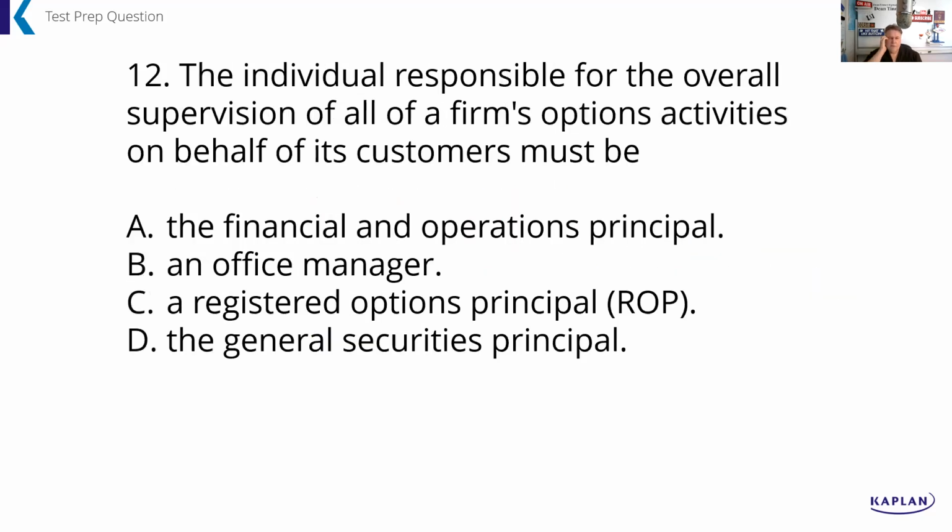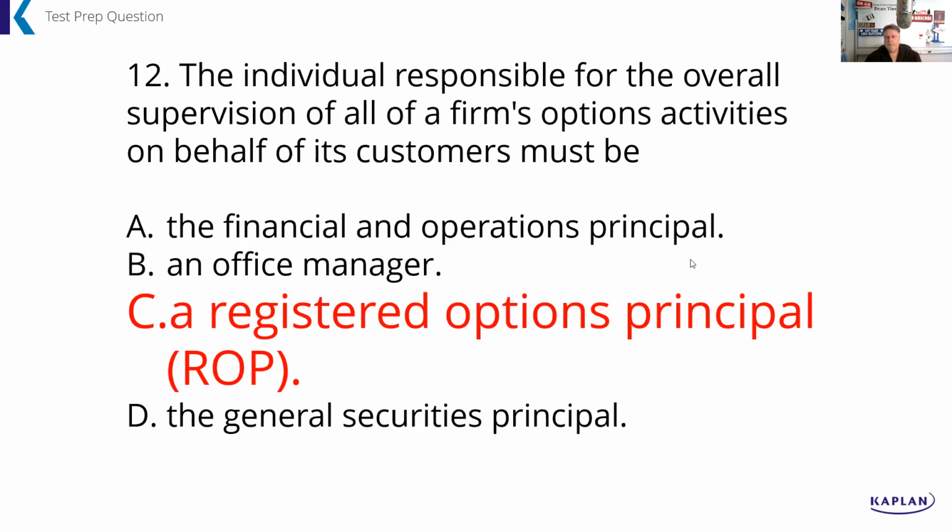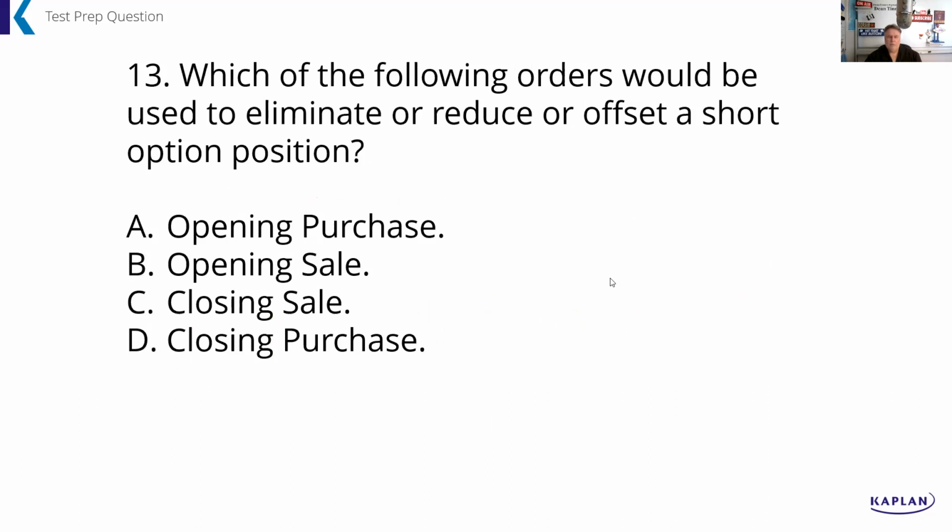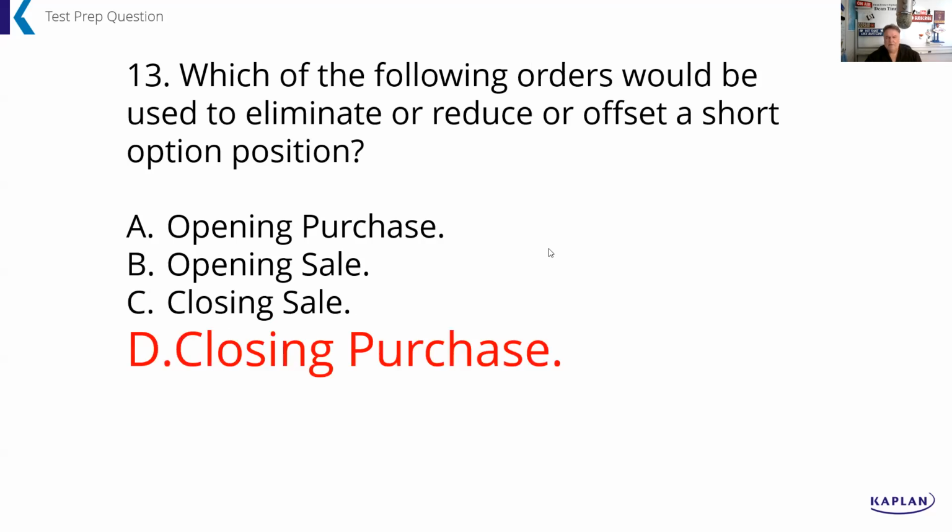The individual responsible for the overall supervision of all the firm's options activities on behalf of its customers must be a Series 4, that is a registered options principal. Which of the following orders would be used to eliminate or reduce a short option position? So three things can happen on an option contract. It can be traded, it can be exercised, or it can expire. If you go to close it out, you do so by doing a closing purchase. So a closing purchase is how we eliminate an open short position. So the answer there is D.